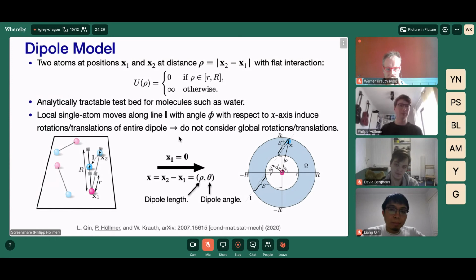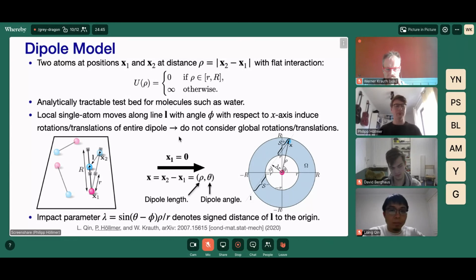Of course, if you think about it, the very simple flat interaction just means that you have a flat probability density function within our ring omega. I also depicted in this ring system the same move as on the left sketch. So you have the line L again, and we move our atom along this line.